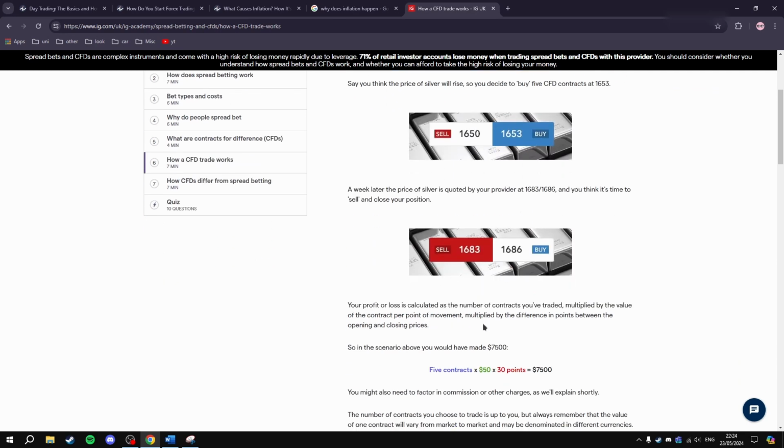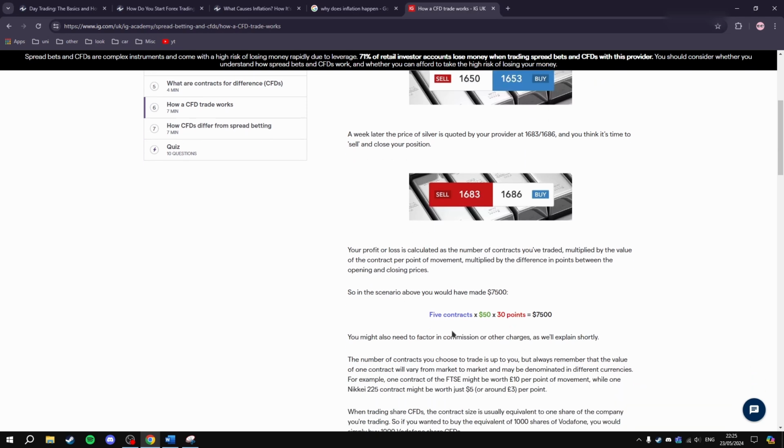Where's that 50 from? Value of contract per point of movement. So each point is $50, and you've got 30 points between the opening and the closing. So opening 1653, closing 1683, 1683 minus 1653, that's 30. So times them all together, $7,500.